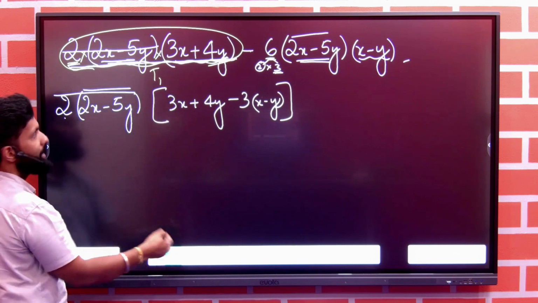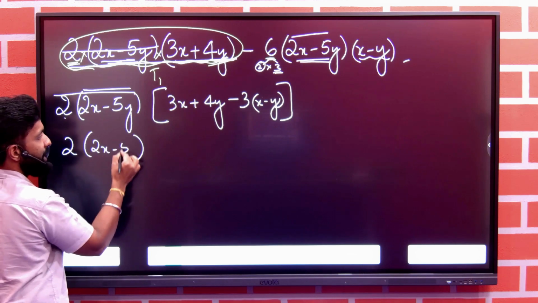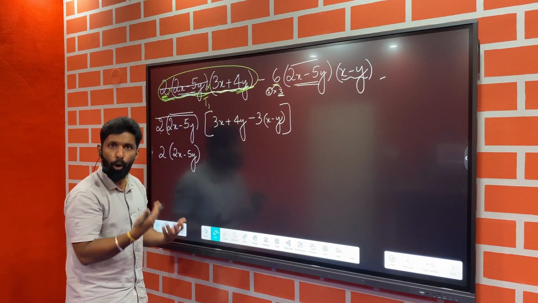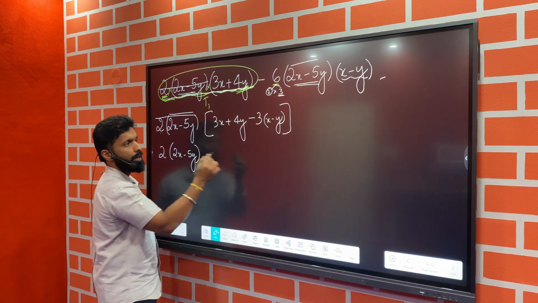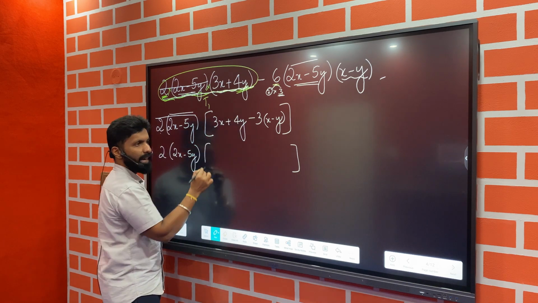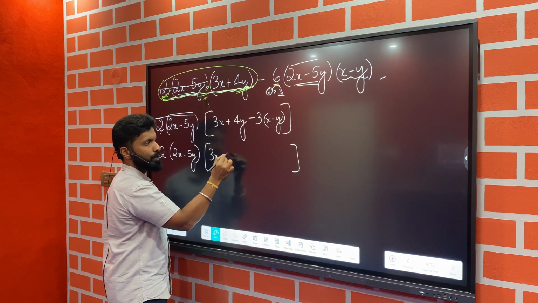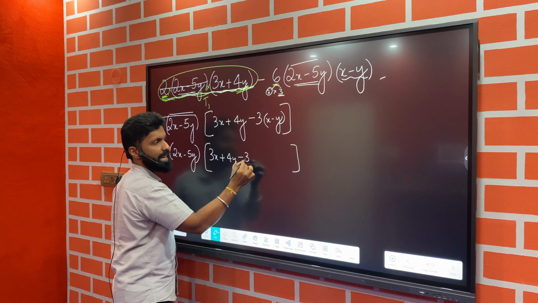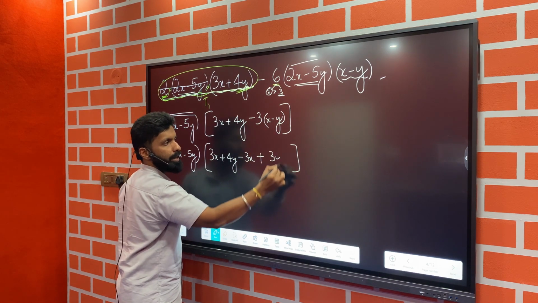So how do I proceed further? So 2 into 2x minus 5y. It's already multiplication. I don't want to disturb it. I want all multiplication signs only. So it's already multiplication. I don't want to disturb it. Okay. Now this bracket can be simplified. So 3x plus 4y minus into plus minus 3x minus into minus plus 3y.